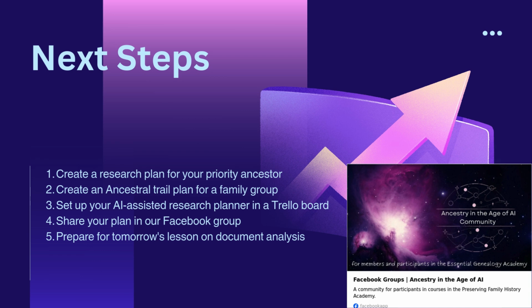The next steps for you in this lesson include: 1, creating a research plan for your priority ancestor. 2, optional, create an ancestral trail plan for a family group. 3, set up your AI-assisted research planner in a Trello board. Share your plan in your Facebook group if you like. And of course, finally, as always, prepare for tomorrow's lesson on document analysis.